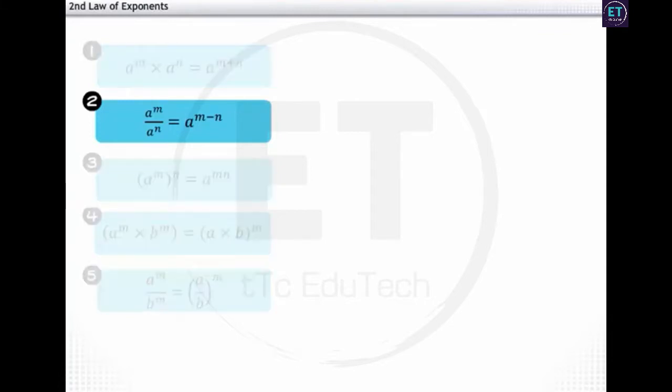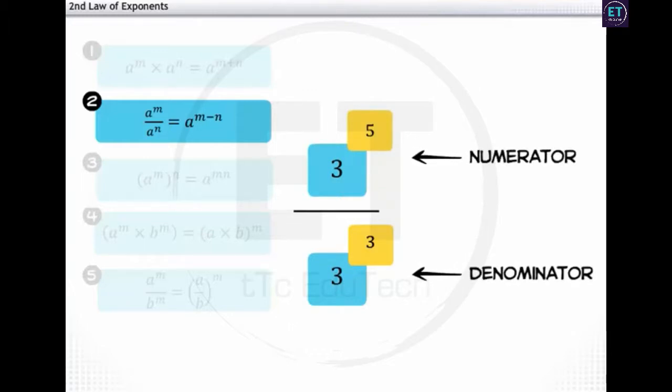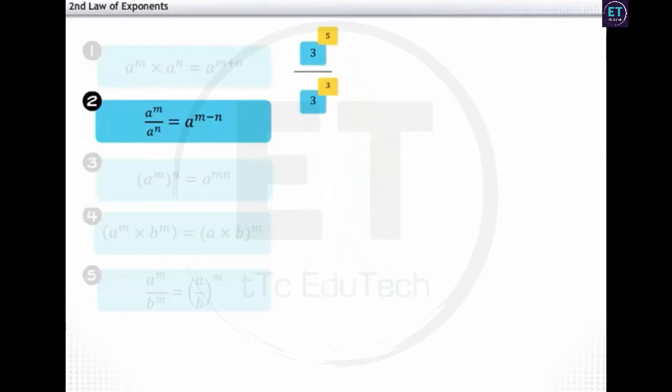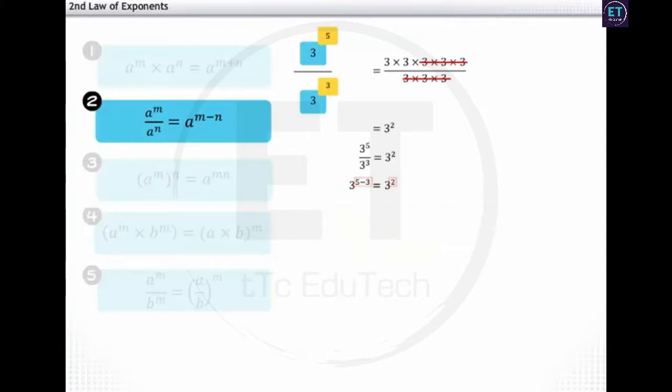Next, let's verify the second law of exponents. Consider another example. Here, we are dividing two exponential terms. The numerator and the denominator can also be expressed as follows. On simplifying, we get. Do you see a relationship between the exponents? Yes, you're right. 5 minus 3 is equal to 2. Let's apply the observation of this example to simplify another example.